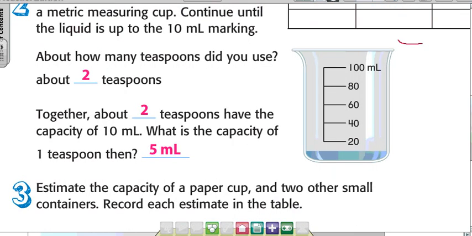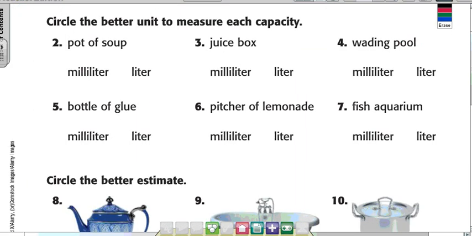So when we measure, about how many teaspoons do you use? About 2 teaspoons together have the capacity of 10 milliliters. What is the capacity of just 1 teaspoon? Well, what's half of 10? 5. So let's do a couple examples. It says circle the better unit to measure each capacity. Remember, a milliliter is for a small container. So a liter would be for what size container? Large, right? Or a big one.